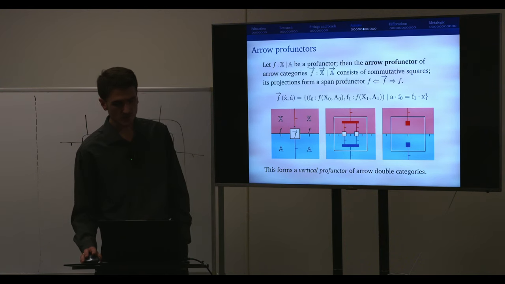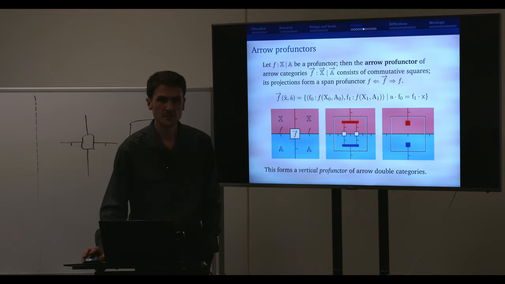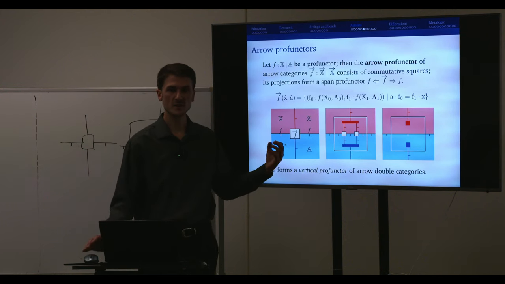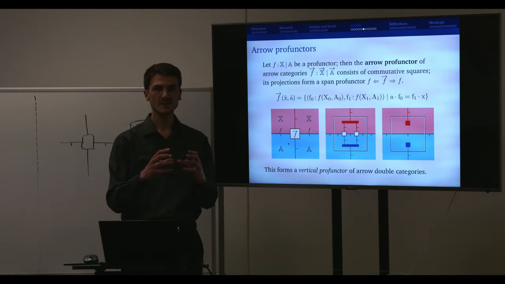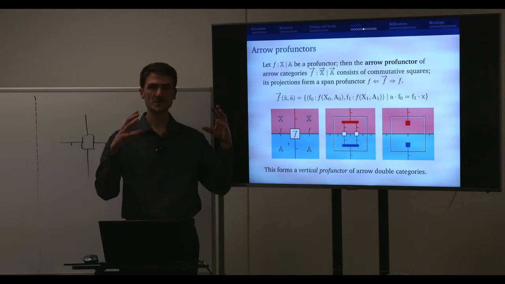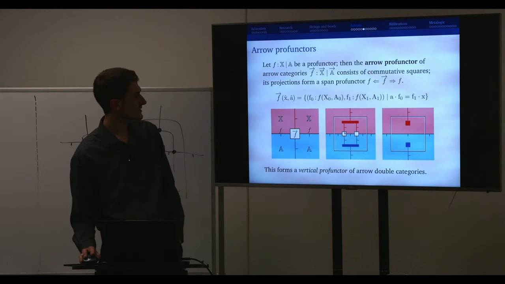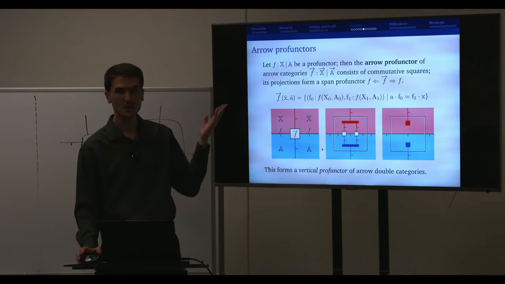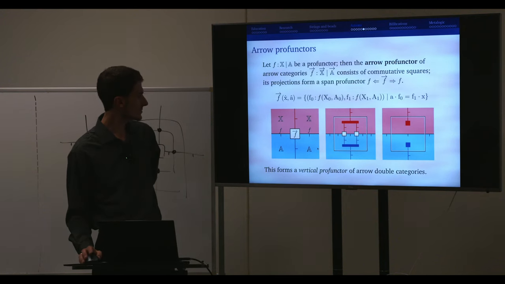So given a profunctor F from X to A, the arrow profunctor again just consists of commutative squares. It's just that now it involves heteromorphisms rather than morphisms inside a category. So again, a profunctor can expand into a two-dimensional structure. And again, these commuting squares compose horizontally. And this forms a monad in spans of profunctors. This forms a category internal to profunctors.